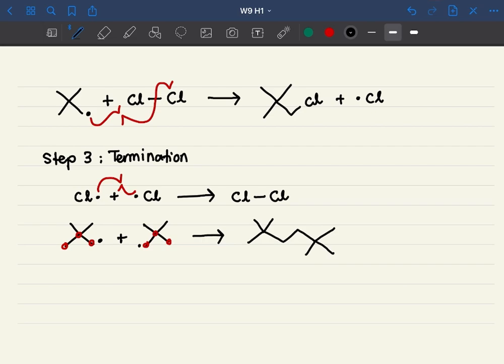And lastly, we're going to combine between different radicals. So we'll have the first alkane radical, and then react with the Cl radical. Oh, we forgot to show the mechanism. Don't forget to show the mechanism. So here we have the Cl radical. Show the curly arrow. Then only you will get the neutral compound. So we have 1, 2, 3, 4, 5, and then extra Cl.